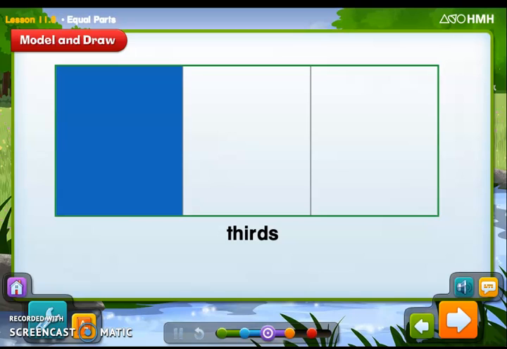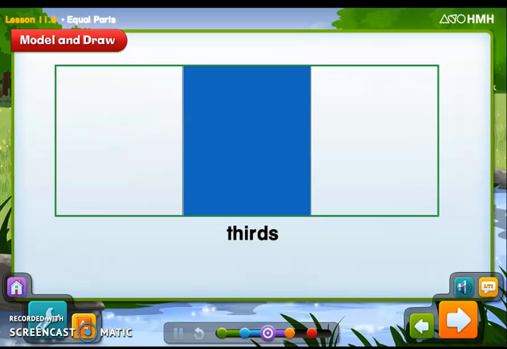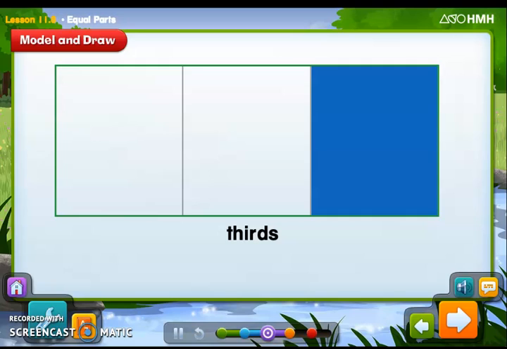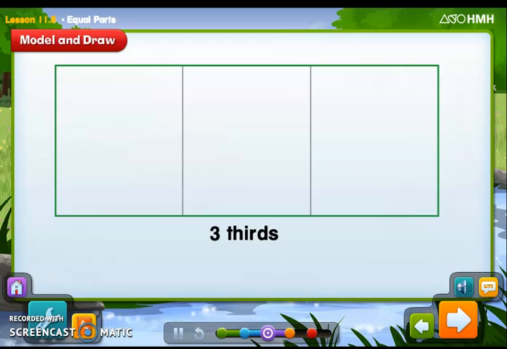1, 2, 3. So the whole is made up of 3/3.